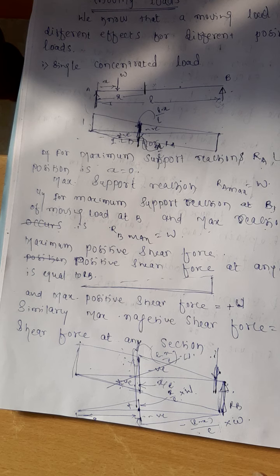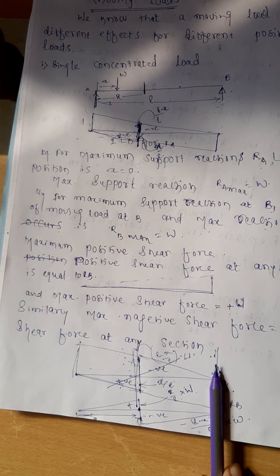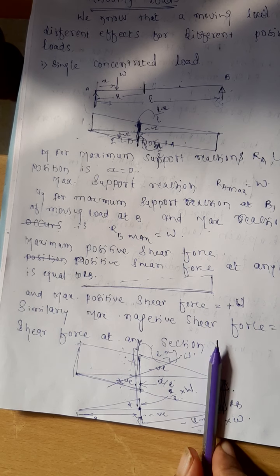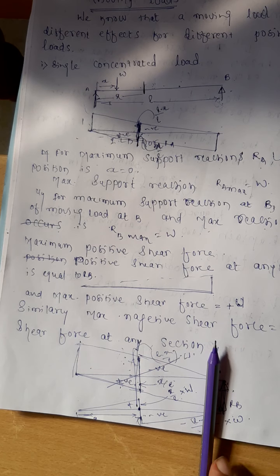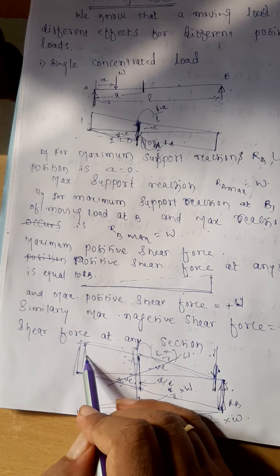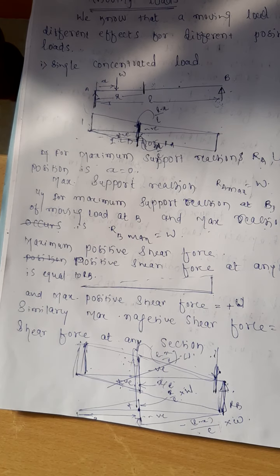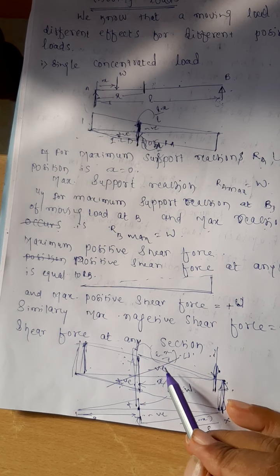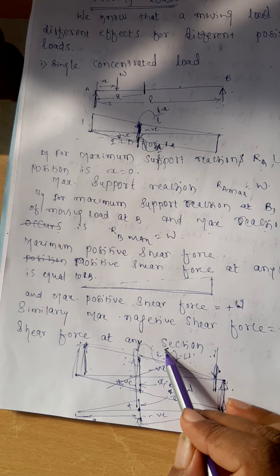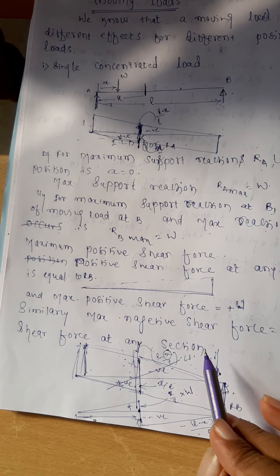If I ask you to get the maximum shear force at any location for a single load, either that load should be near the left support or near the right support. If it is near the left support, it is creating the maximum positive shear force. And if I extend this one, the maximum negative shear force is given by (L minus X) divided by L into W. L is the span, X is the distance from that particular support.